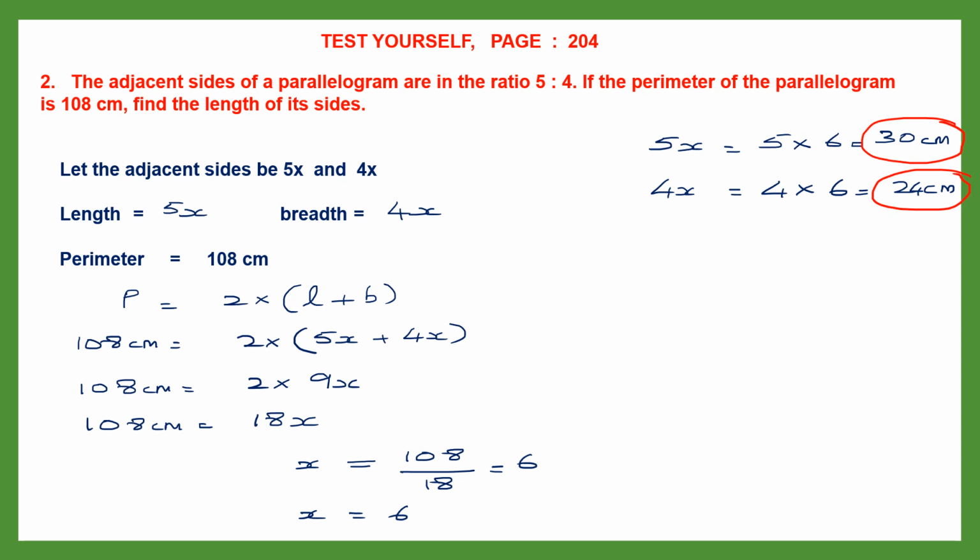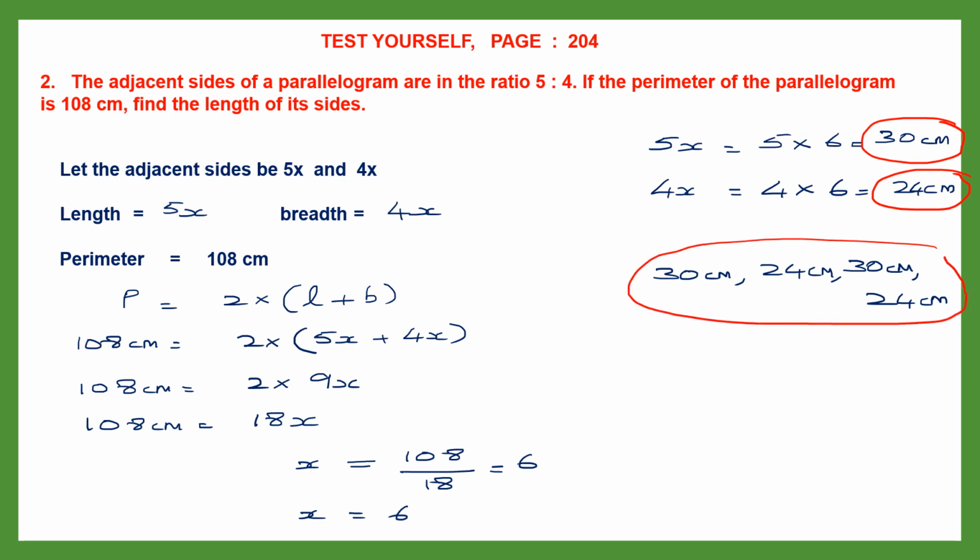And we know the opposite sides are equal. So there will be two sides with 30 centimeters and two sides with 24 centimeters. So we can write it that way. That is, we can say length and breadth, again length and breadth. So these are the lengths of all four sides of the parallelogram, and this is our answer.